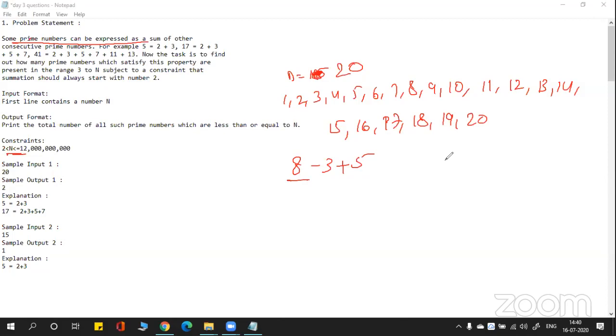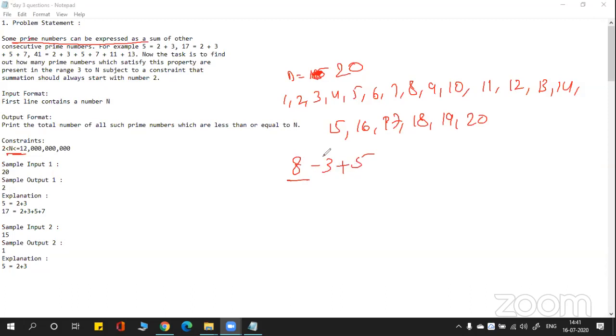Okay, so remember, it should be only a prime number. Prime numbers should be expressed as a sum of other prime numbers. Yes. Okay, so only the prime numbers. It is not normal numbers, so it should be a prime number, and that should be able to express as a sum of other prime numbers.